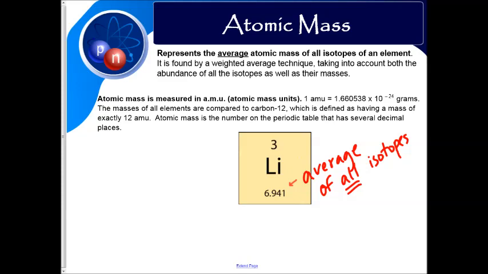So the masses of all elements are compared to carbon-12, which is defined as having a mass of exactly 12 AMUs. Now remember, the atomic mass is the number on the periodic table that has several decimal places after it. This is the average of all of your isotopes.